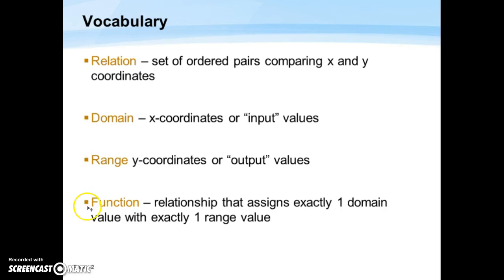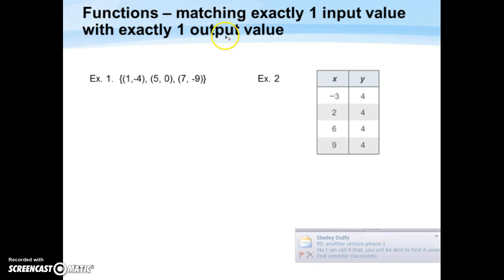What's different about a function is it's still like a relation, but it has specific rules. The specific rule for a function that makes it a function is that it assigns exactly one domain value, so exactly one x value, with exactly one range value. So this means that for any x value in your relation or in your function, it has to match up with only one y value. So we'll look at some examples of what functions look like.